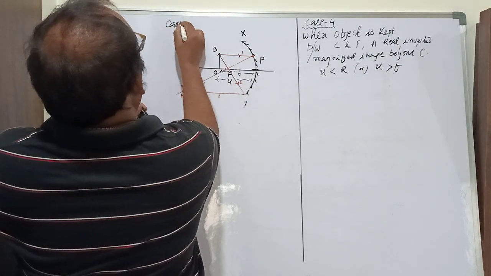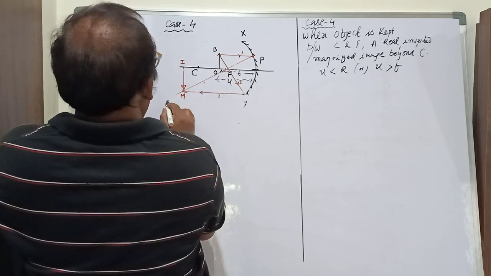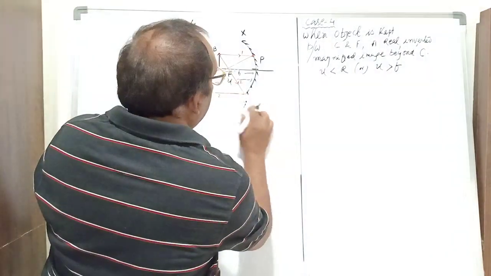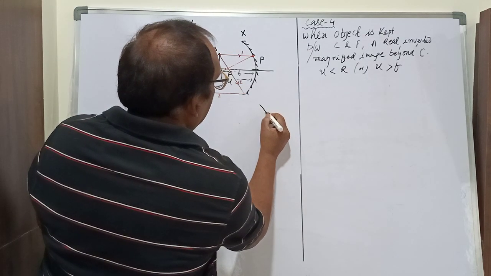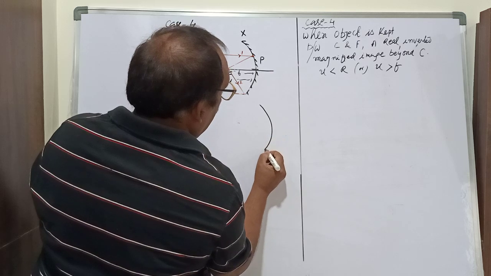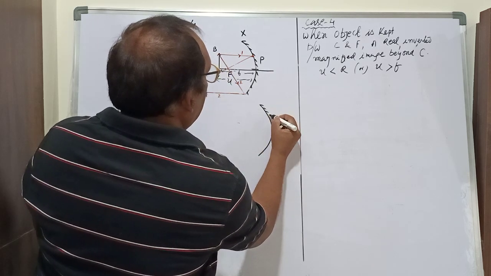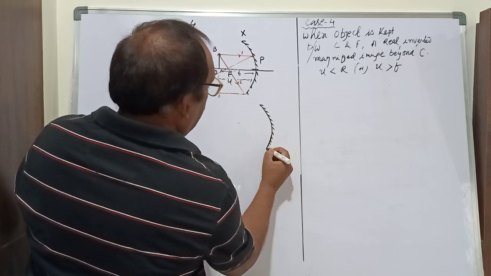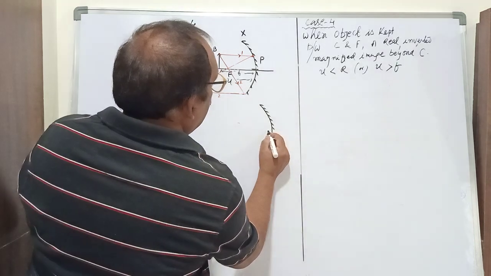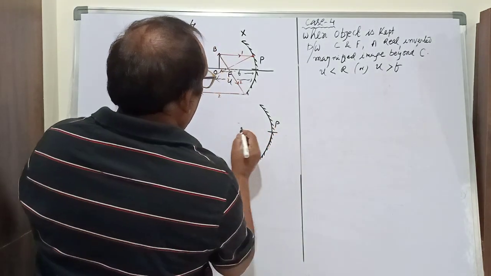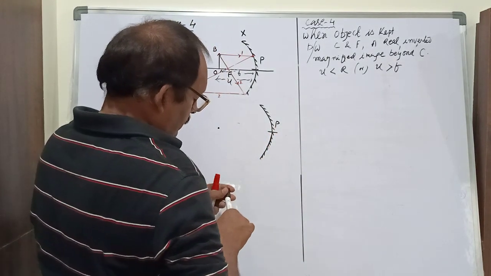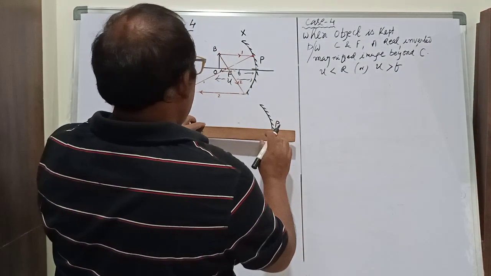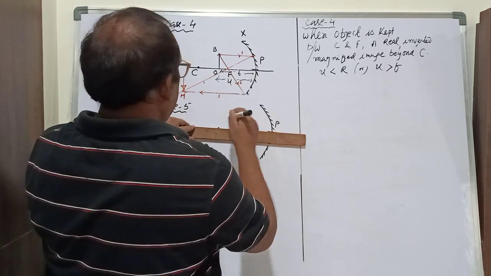Case 4. Next, case 5. Again, you just consider one more case. This is what is called a concave mirror. This side is polished like this. This will be the pole, and this will be the center of curvature. The line passing through the center of curvature and principal focus is called the principal axis.